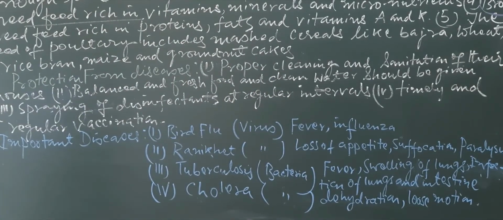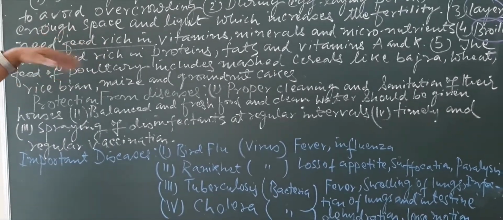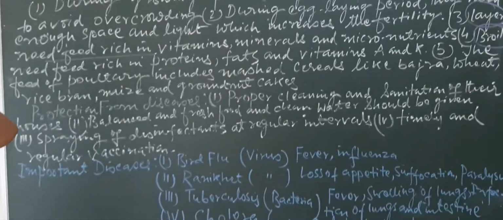So here, the poultry farming. Now after this we will move to the fish production.